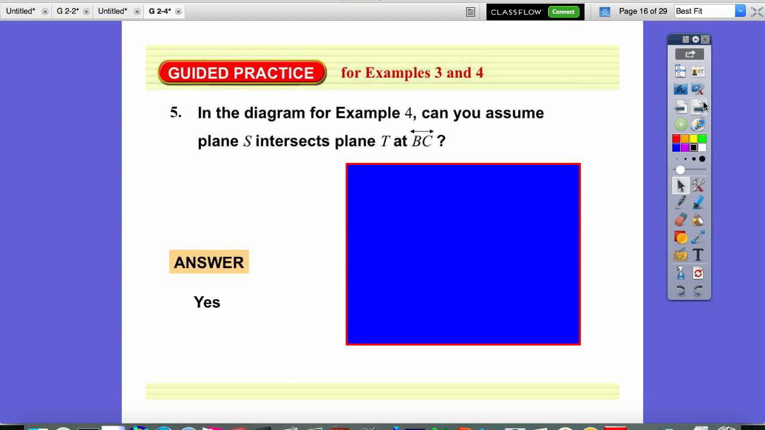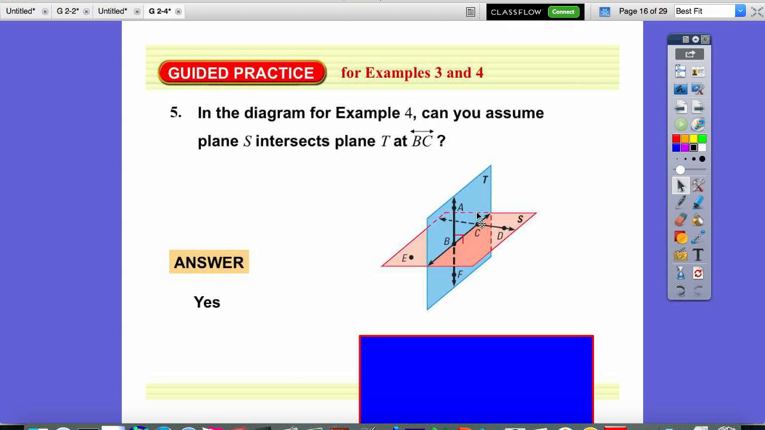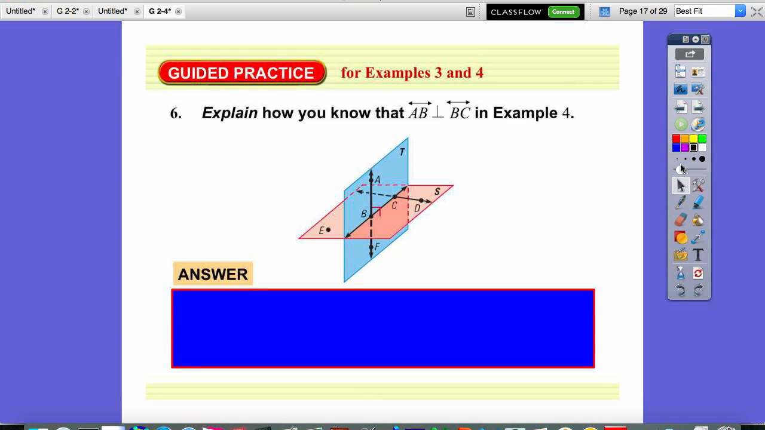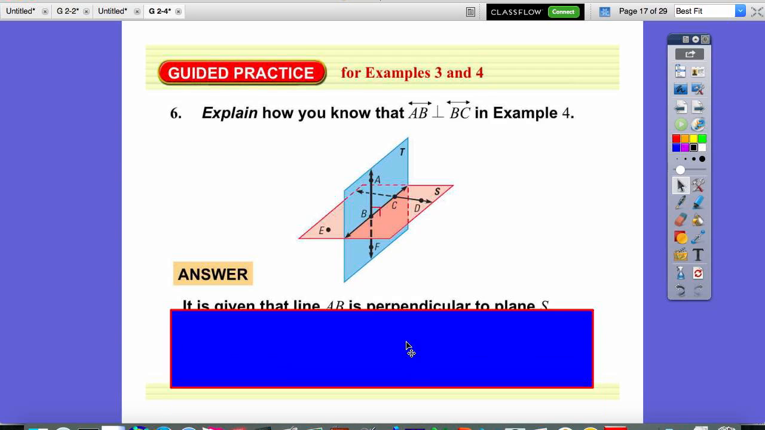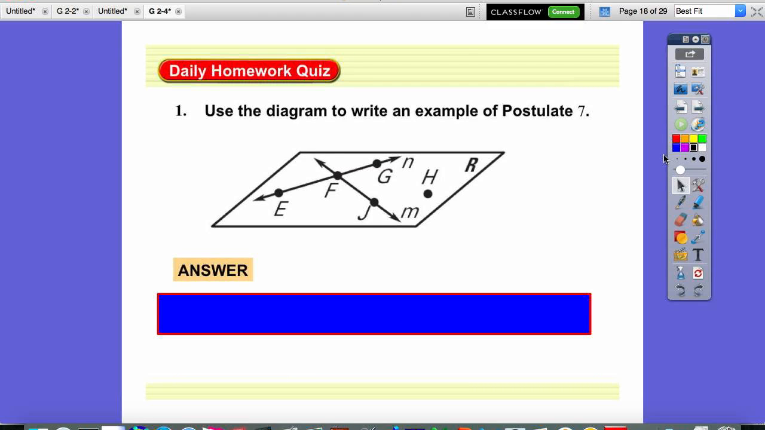In the diagram for example 4, can you assume that plane S intersects T at BC? Let's look at this. Yes, you can. Explain how you know that line AB is perpendicular to line BC. Because of the 90-degree angle marks. And if 2 lines intersect and form a 90-degree angle, then they are perpendicular. It's the definition of perpendicular.